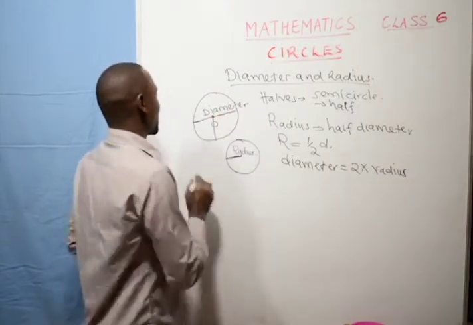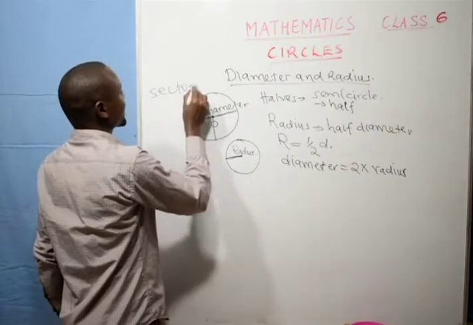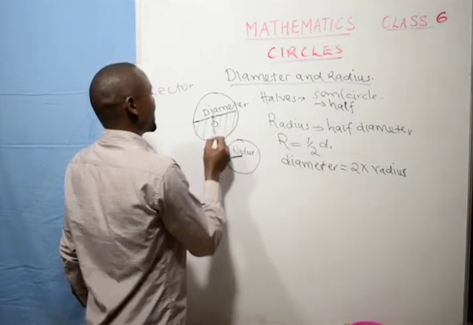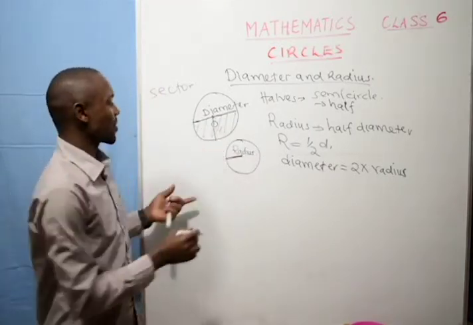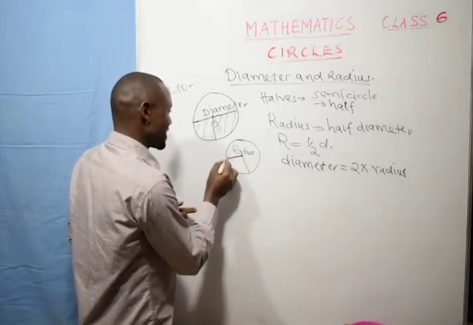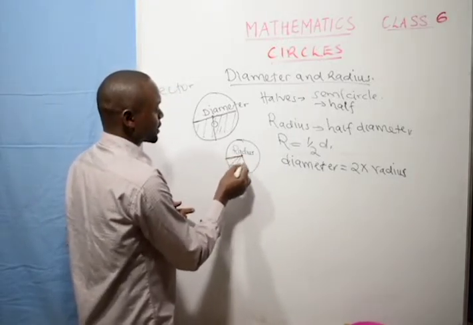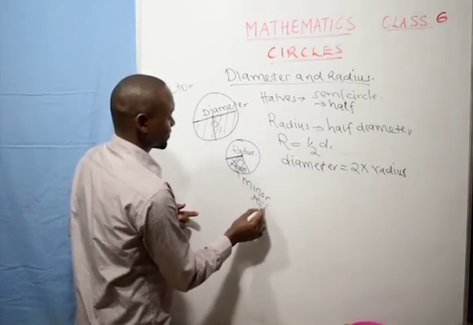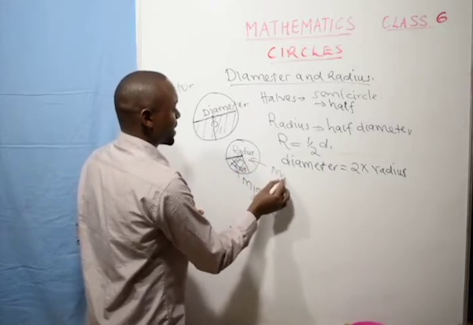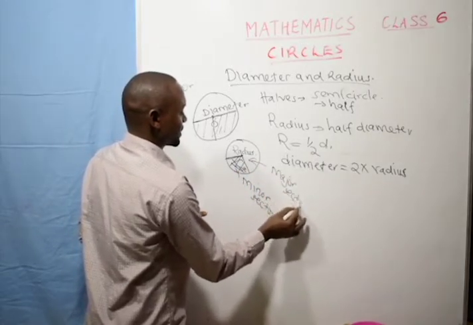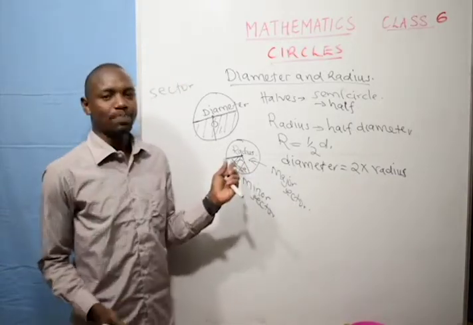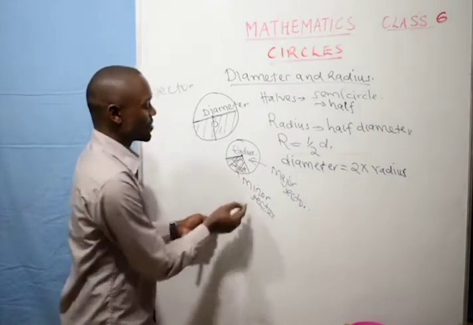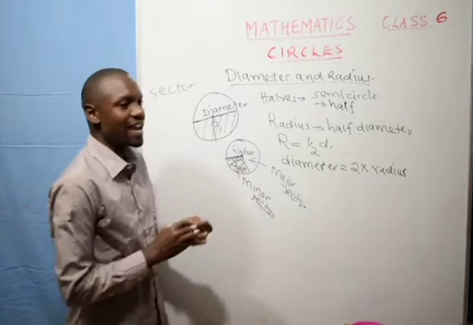We have something we call the sector of a circle. For example, when we shade this part, we say we have shaded one sector of the circle. Two radii, a radius from this side and from this side, and we shade this part here. This one is called a minor sector, and the other unshaded part is called the major sector.